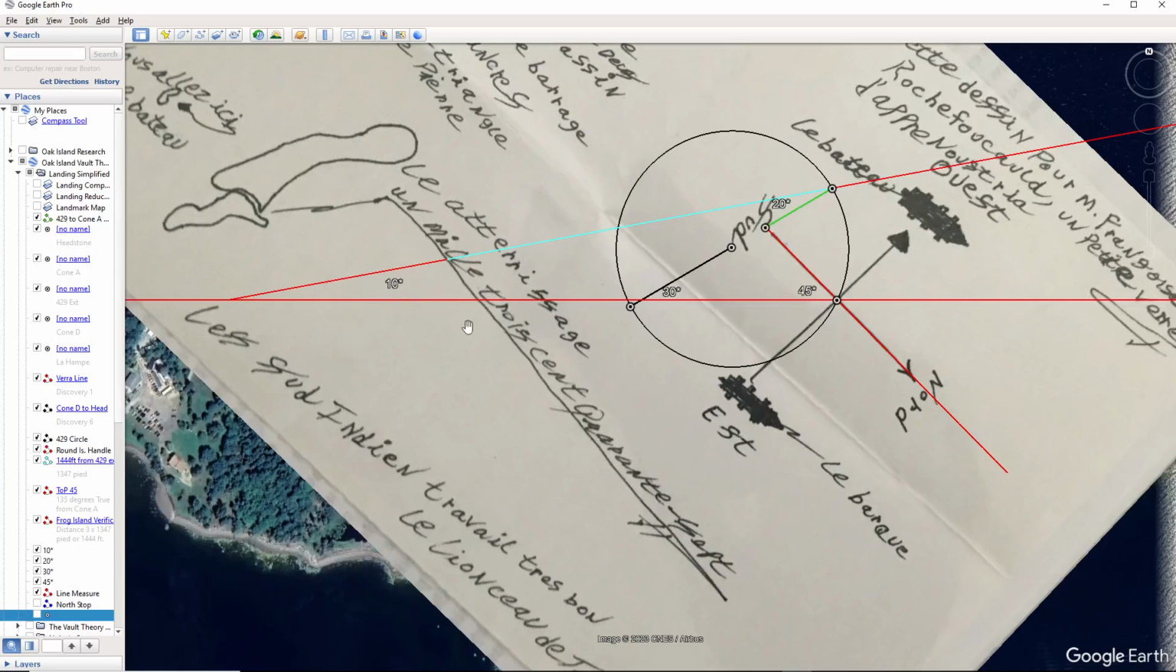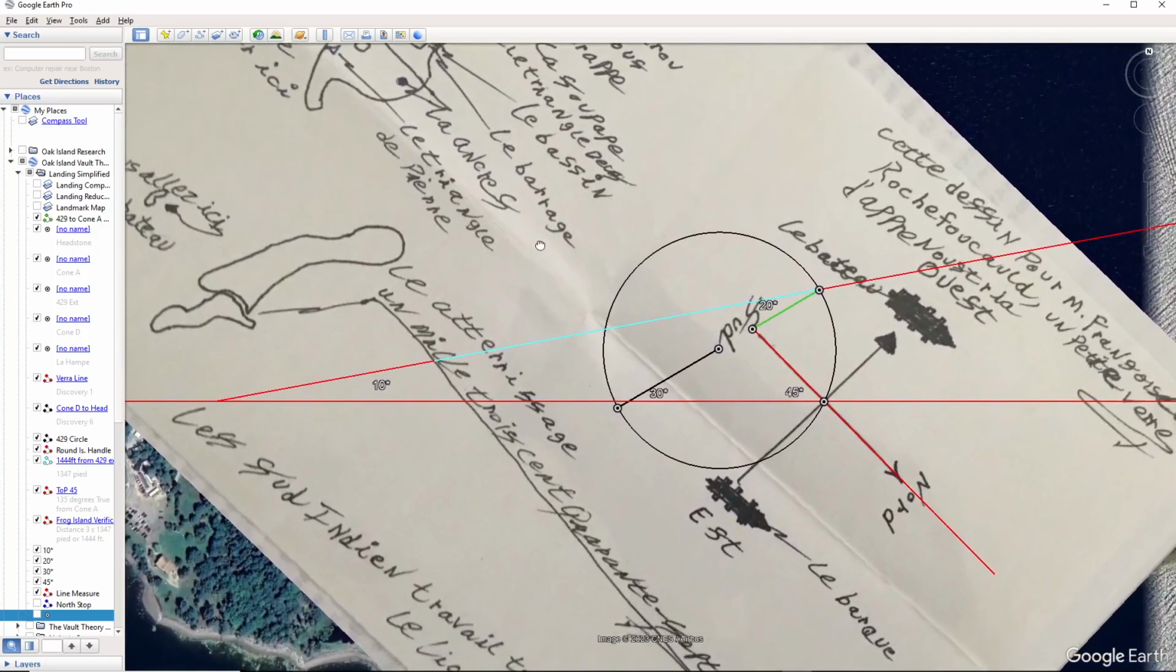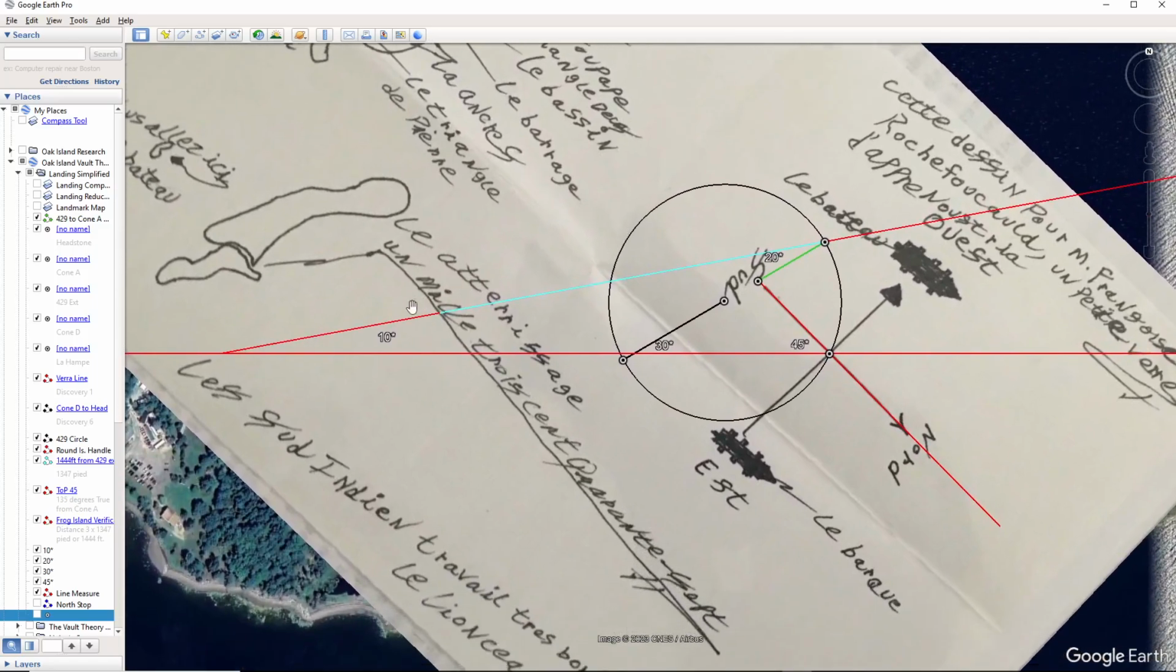Now, remember, we're not doing this on Google Earth. We're doing this on paper, okay? We're on this Rochefoucauld map, and all we're doing is simplifying the lines that we already found through the clues. So we have a line that had two lines at a 10-degree angle.